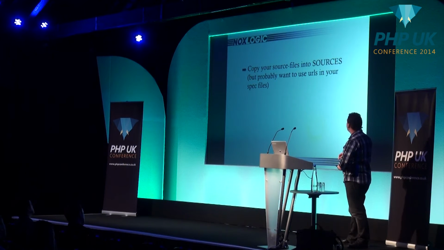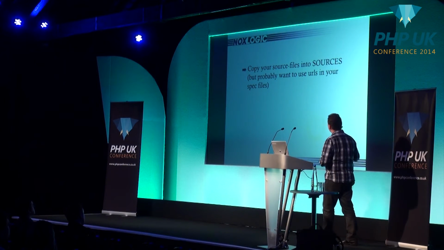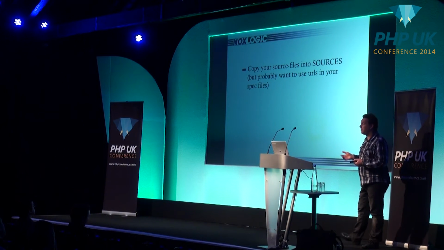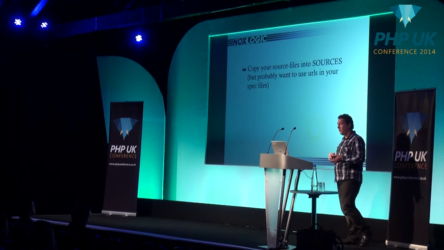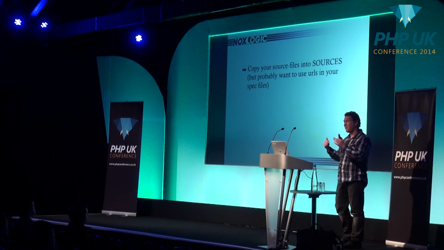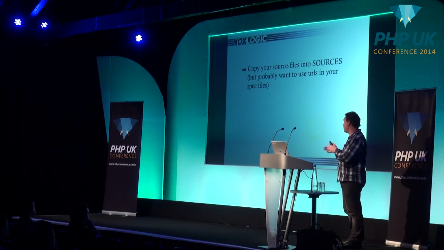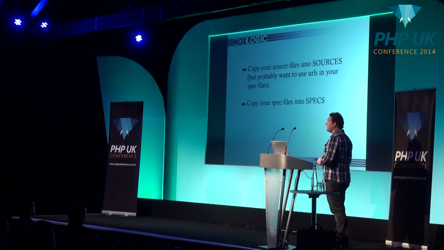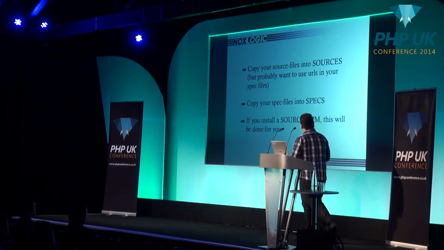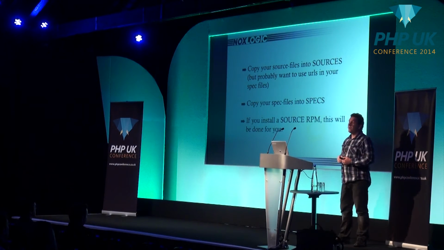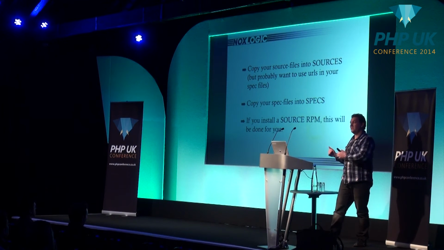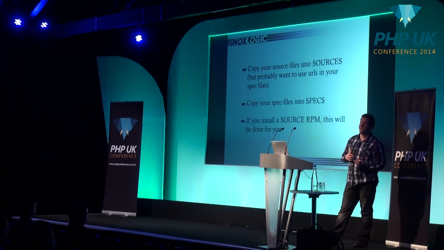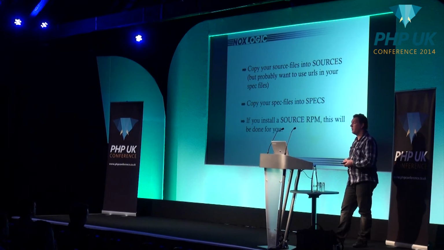So what we do in this case is copy our source files manually into the SOURCES directory. It's possible to use URLs inside the spec file. I will show you later, but it doesn't automatically copy this from the URL, so you have to do it manually. You have to copy the spec files into the SPECS directory, and if you install a source RPM, this will automatically be done for you. This is why sometimes creating something from a source RPM is easier, because you don't have to get all the information yourself.